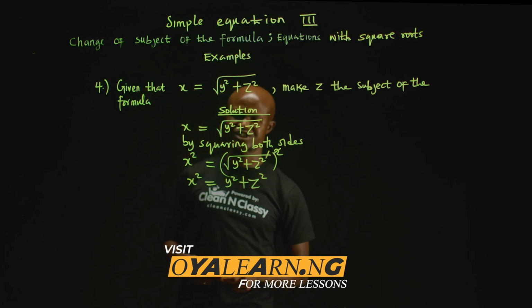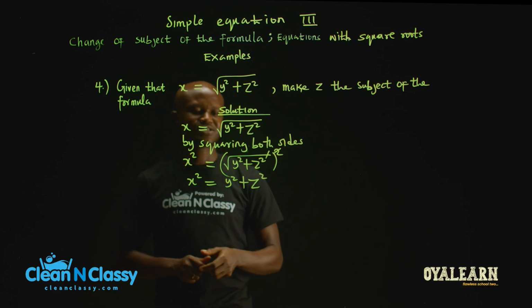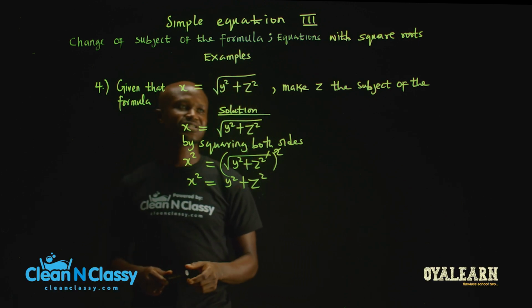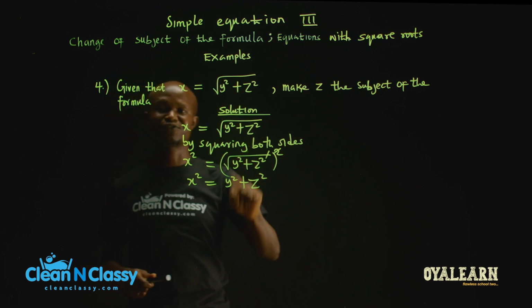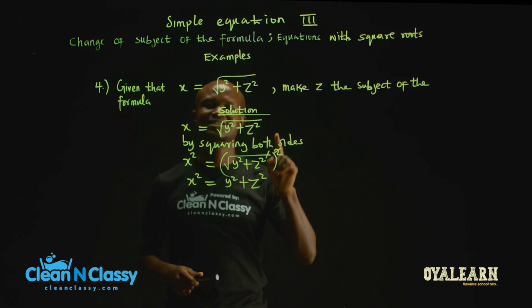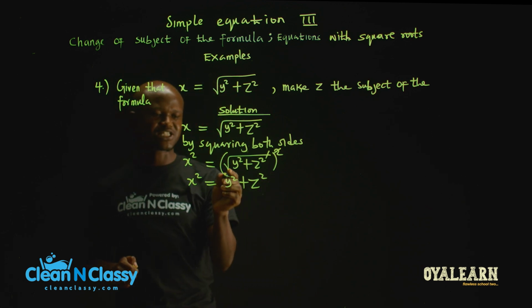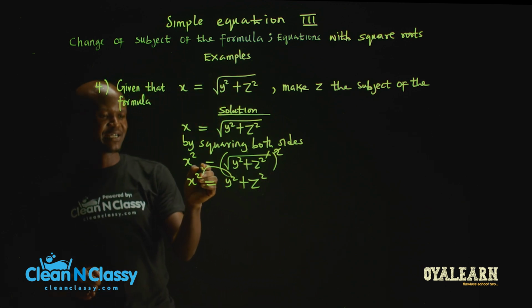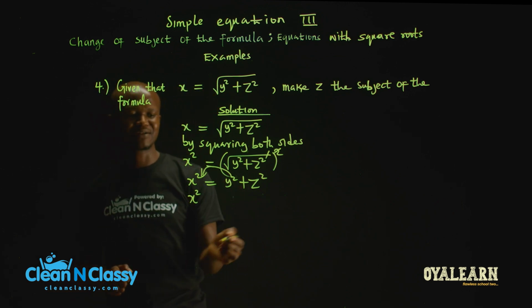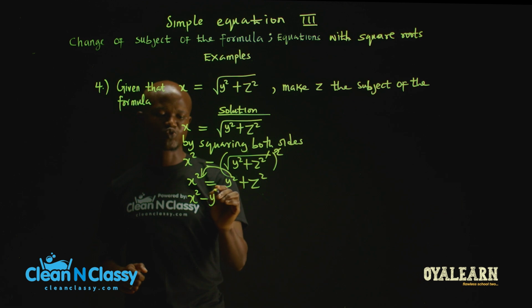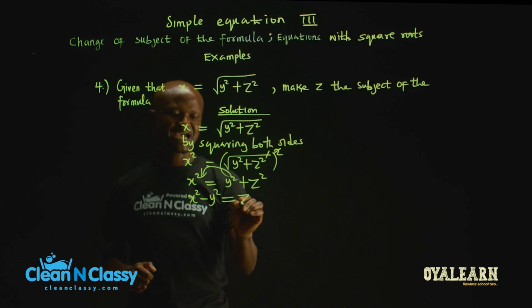Now, from this stage, since we want to make z the subject, but we need to make z squared the subject first before we can make z the subject. Now, from this stage, we transfer y squared to the left. We have x squared minus what? Y squared equals what? Z squared.